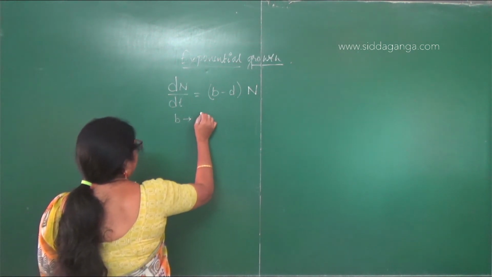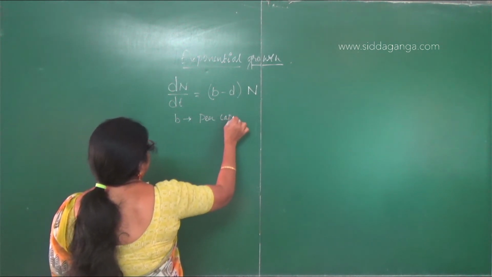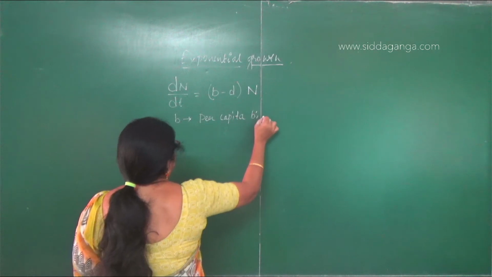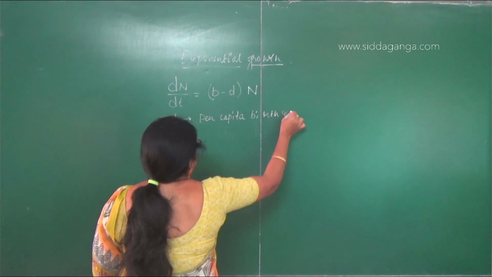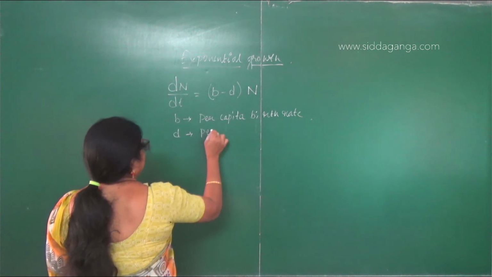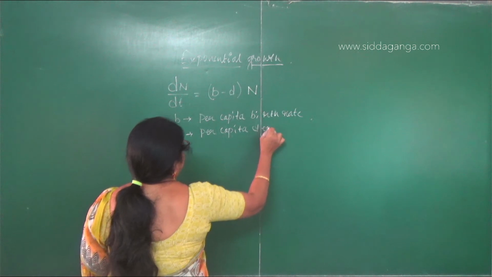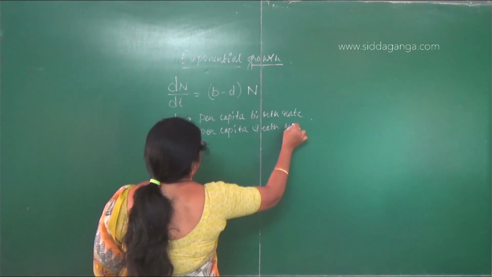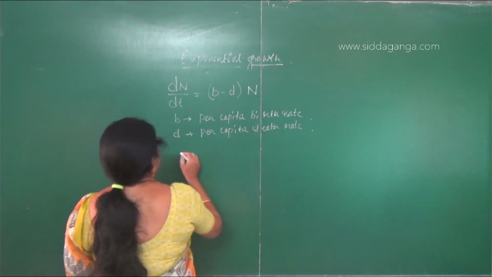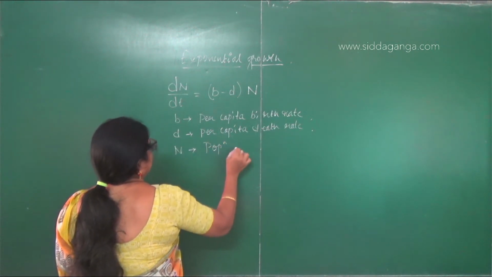So b is per capita birth rate, and d is per capita death rate. And capital N is equal to population density.